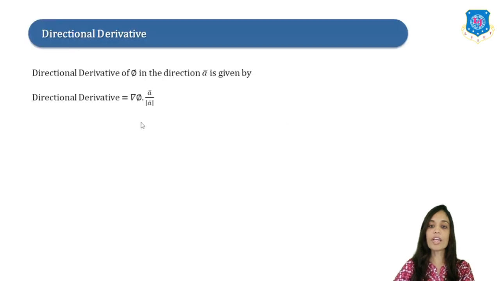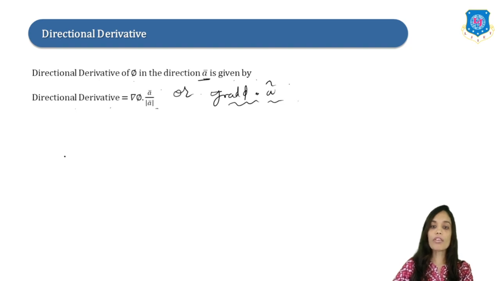Okay. So now let us go to the next topic, that is directional derivative. So the definition of directional derivative of phi in the direction a bar is given by gradient of phi dot a bar upon mod a bar, or you can write it as gradient of phi dot a cap. So whenever you want to find the directional derivative of any surface phi in the direction of a bar, it will be given by gradient of phi dot a cap.